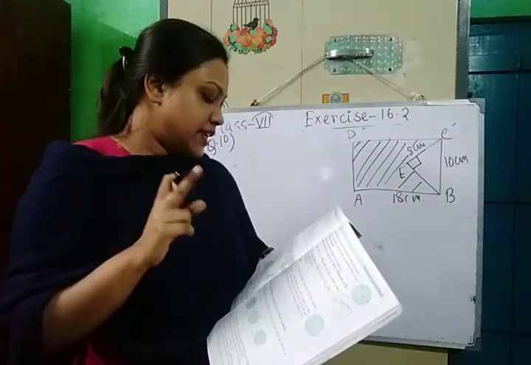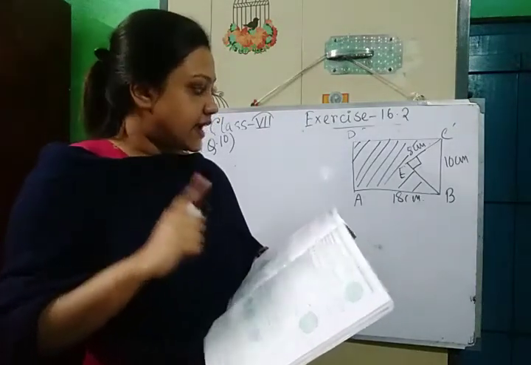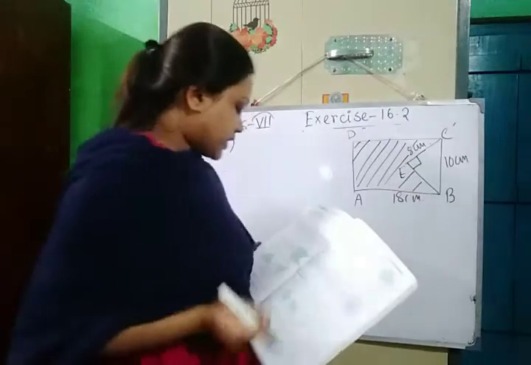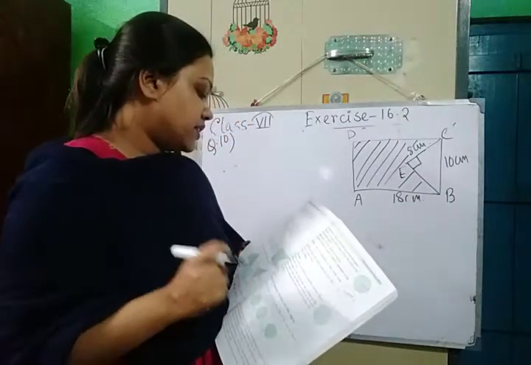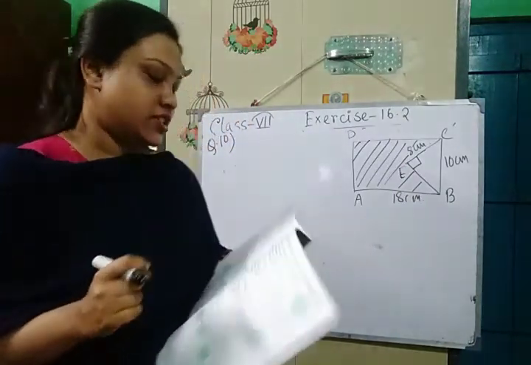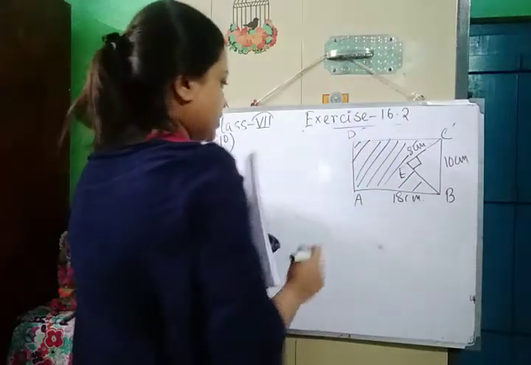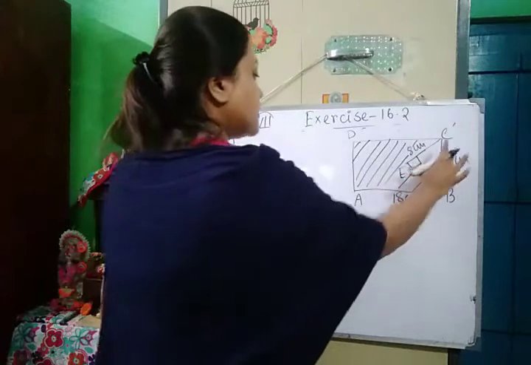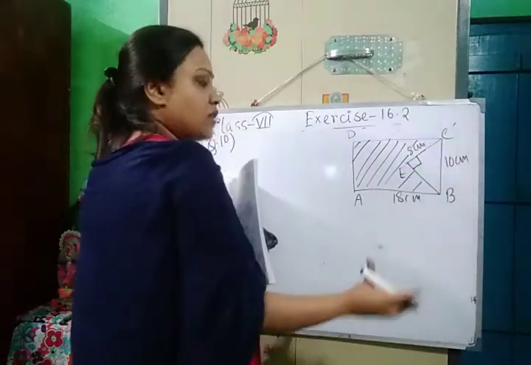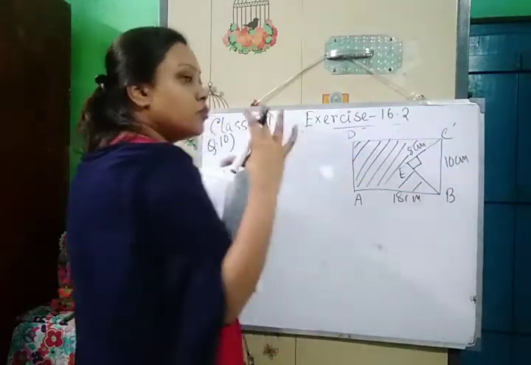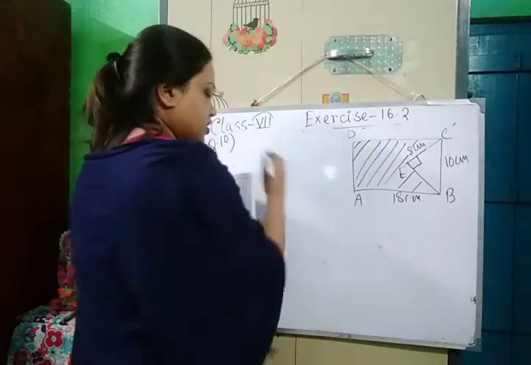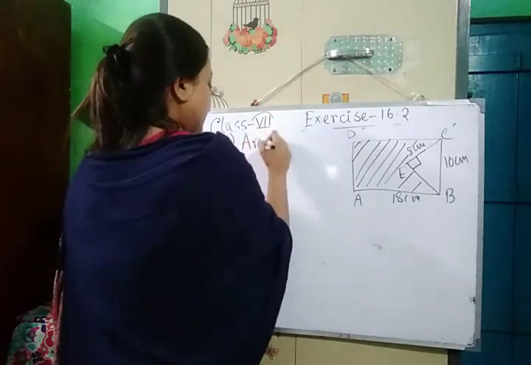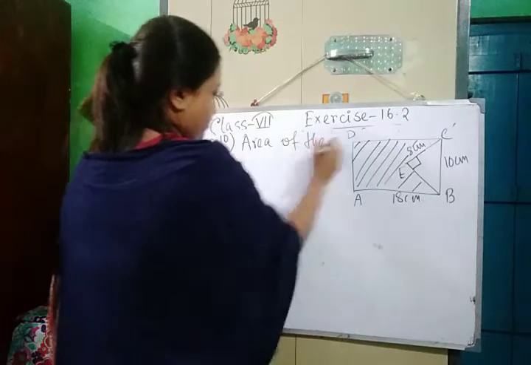In triangle BEC, angle E is 90 degree, which is given here, and EC equals 8 centimeter. Find the area of the shaded region. So this is the shaded region. Now how can we find out the area of the shaded region? The area of the triangle subtracted from the area of the rectangle will be the area of the shaded region. So first we are going to find out the area of the rectangle.